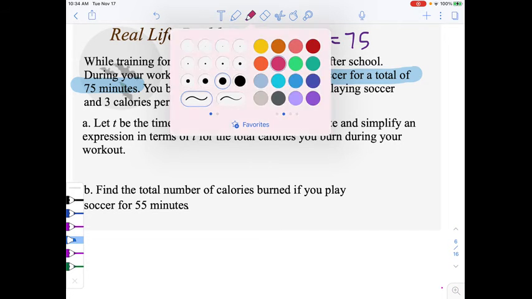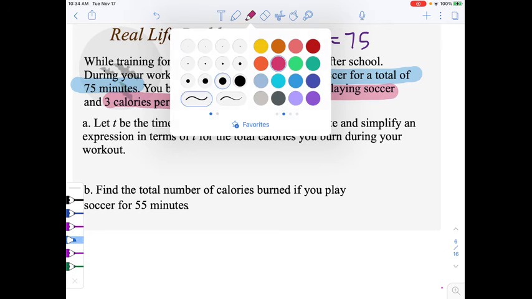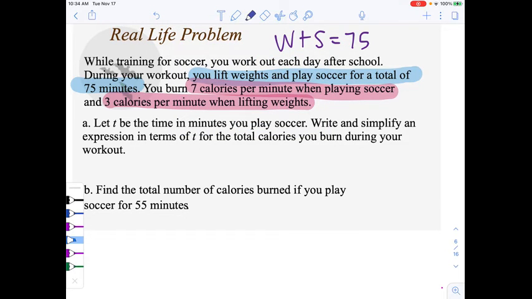We know that we burn 7 calories per minute when playing soccer and 3 calories per minute when lifting weights. It says, let T be the time in minutes you play soccer. Write and simplify an expression in terms of T for the total calories you burn during your workout. So this is a lot of information we're given. And the only variable we're allowed to use is T. That's the only one we can use.